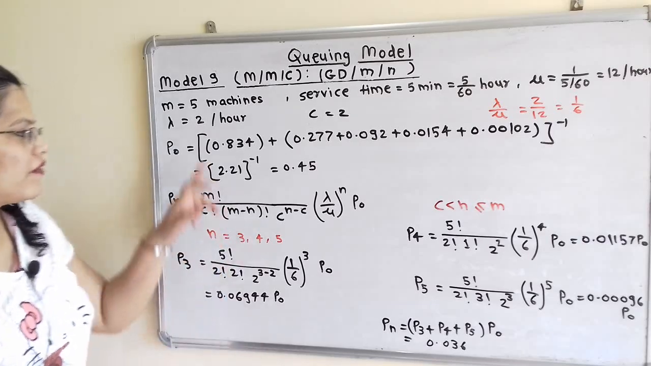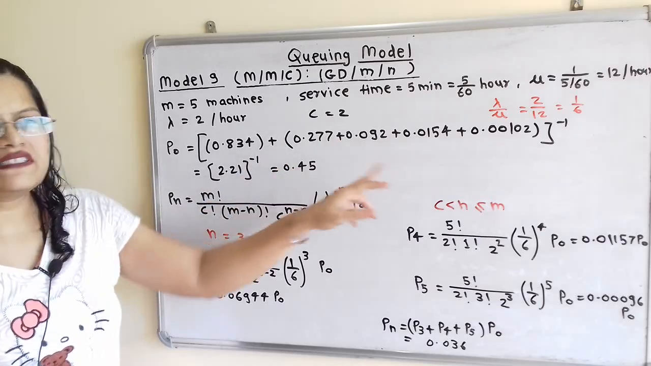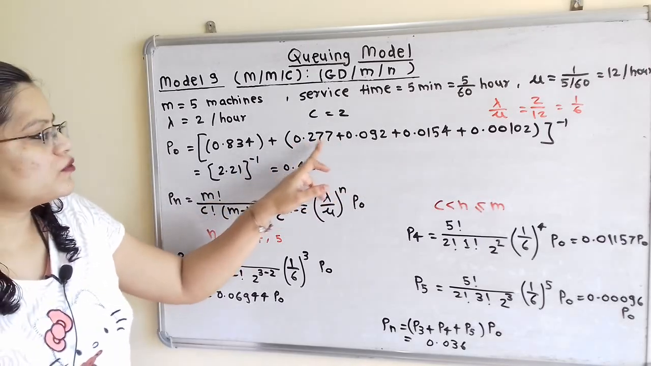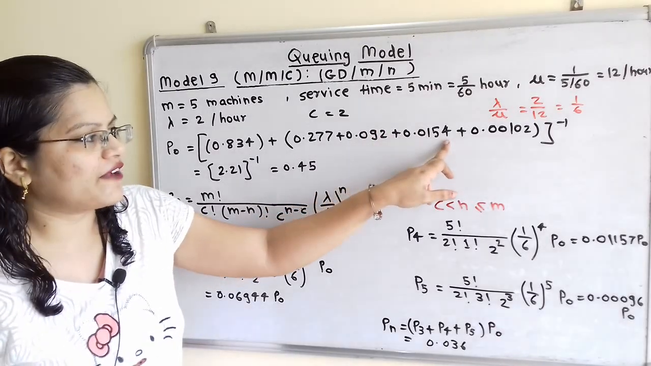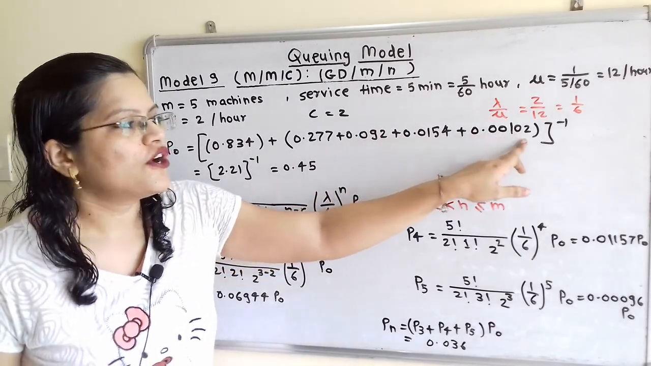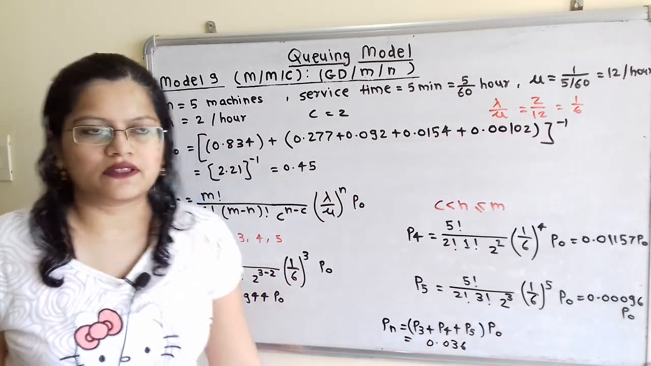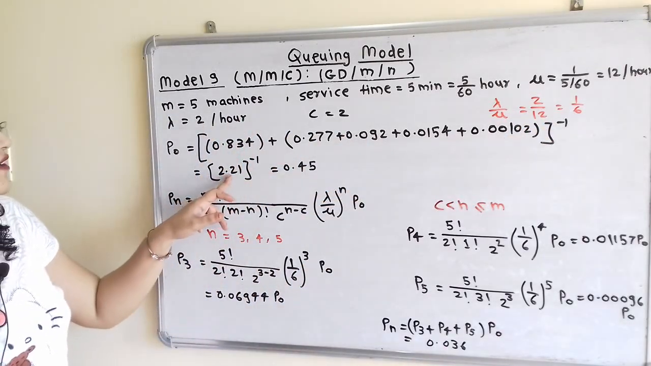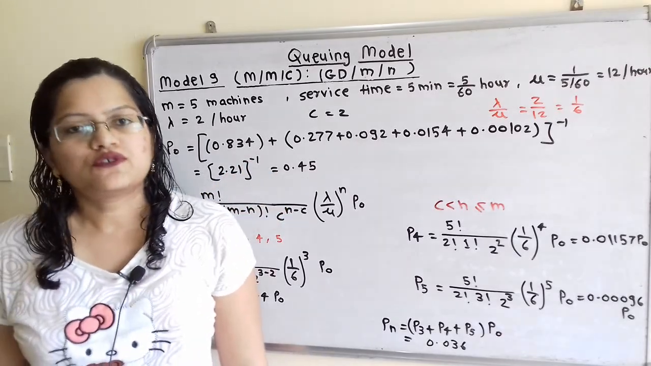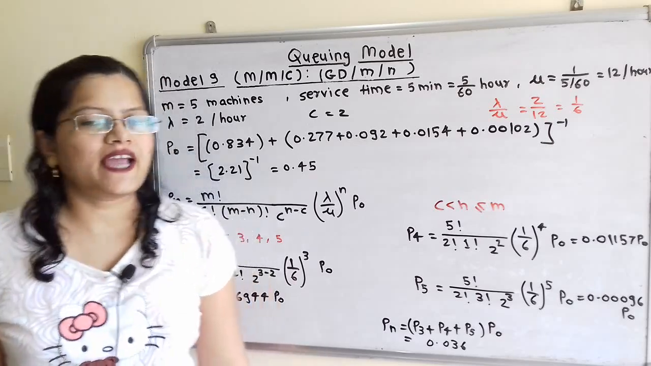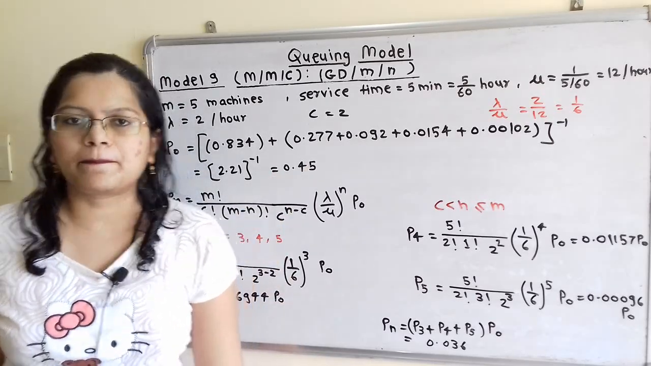So we have to cancel this and we have to solve these brackets. P0 is equal to, first part solution is 0.834 plus, now in second part 0.277 plus 0.092 plus 0.0154 plus 0.00102, whole bracket raised to -1. So when we solve this, 2.21 raised to -1, which is equal to 0.45. So the value of P0 we have to take is 0.45. Now we will move to calculate Pn.